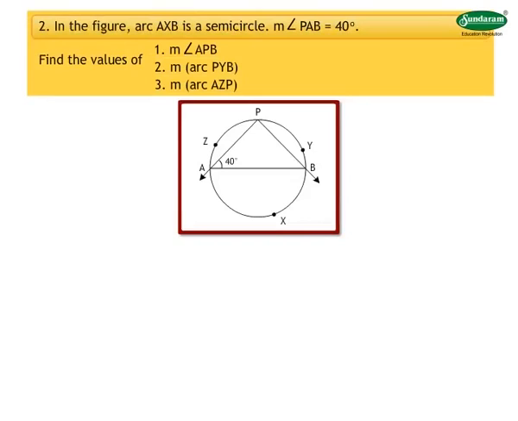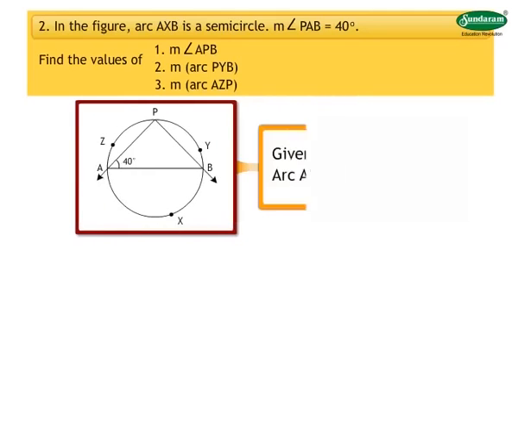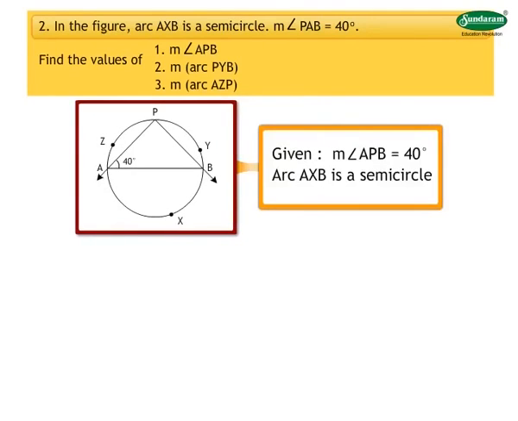Measure of angle PAB is equal to 40 degrees. Find the values of 1. Measure of angle APB. 2. Measure of arc PYB. 3. Measure of arc AZP. Given, measure of angle PAB is equal to 40 degrees and arc AXB is a semicircle.